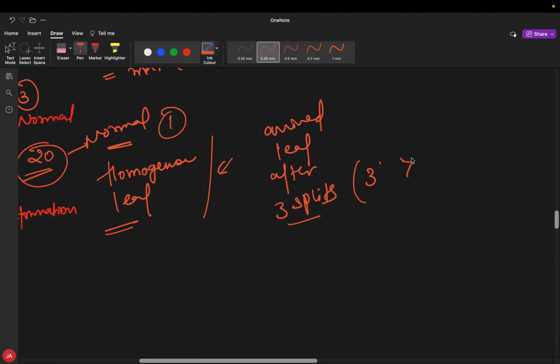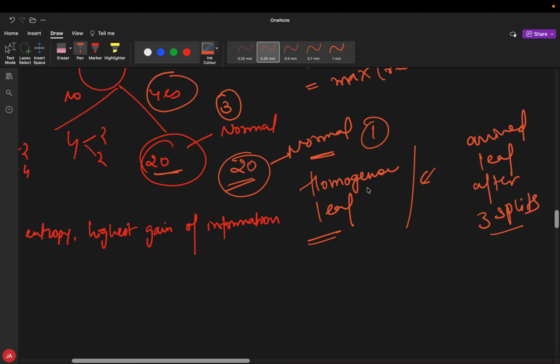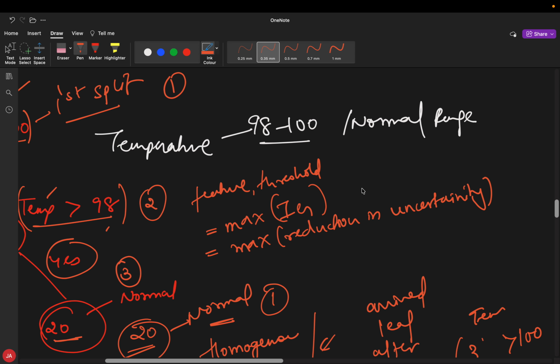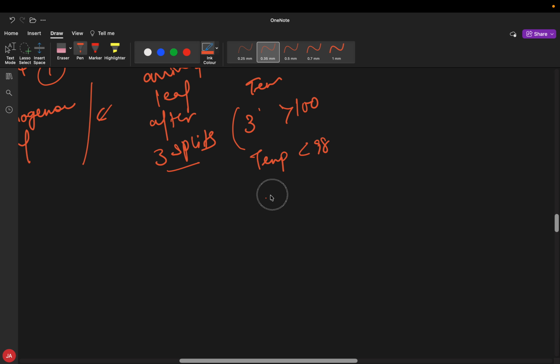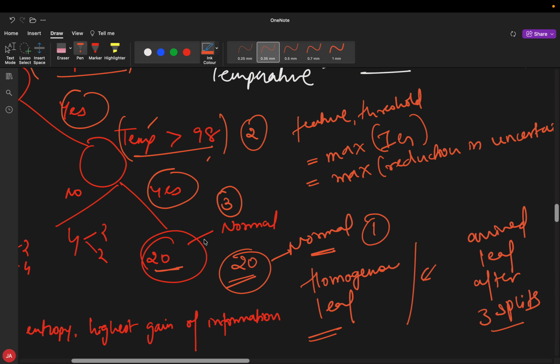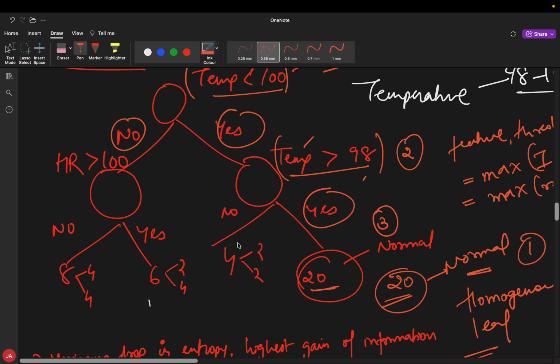Temperature greater than 100, temperature less than 98, and just 2 conditions, right? My entire prediction relies on temperature. If the temperature is between 98 and 100, then I'm predicting the patient is normal.